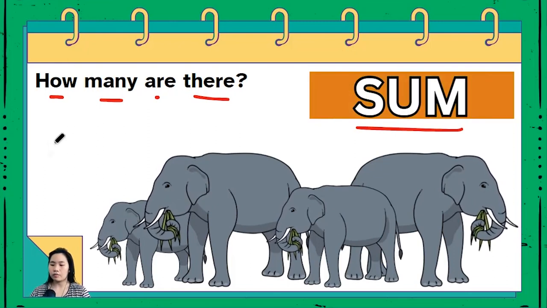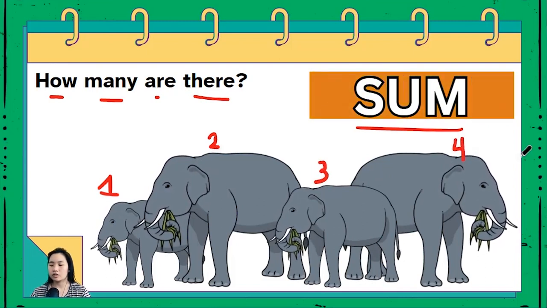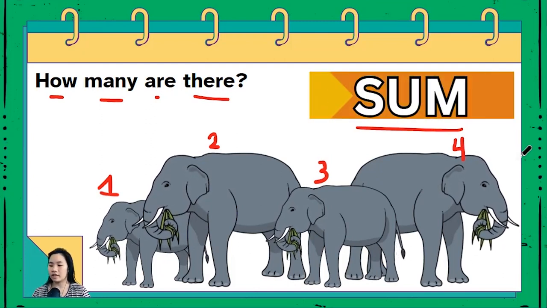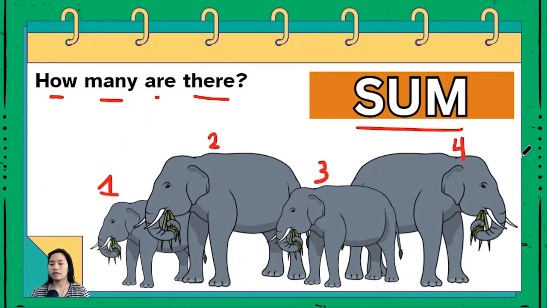So let's start off with counting these elephants. 1, 2, 3, and 4. So there are 4 elephants in total. Or you can say the sum of elephants is 4.